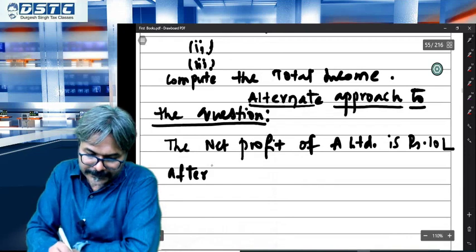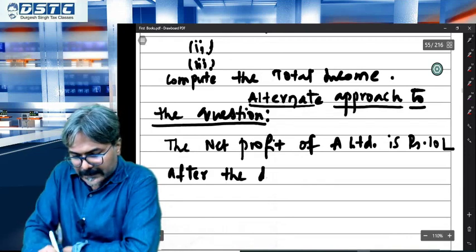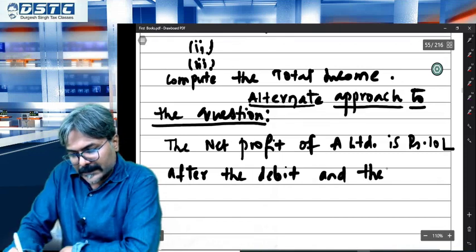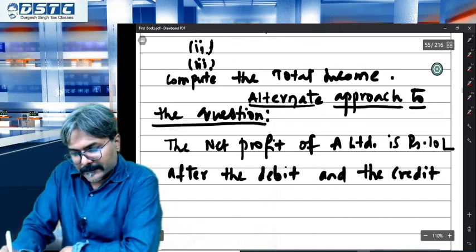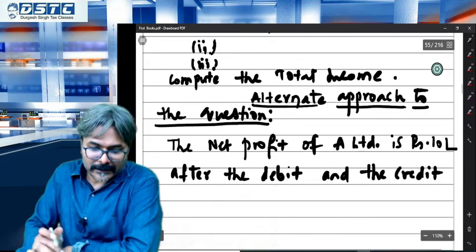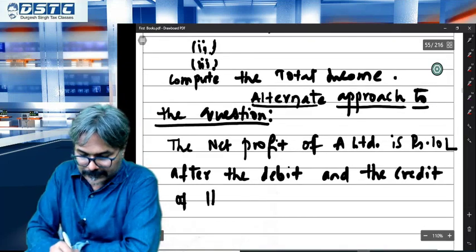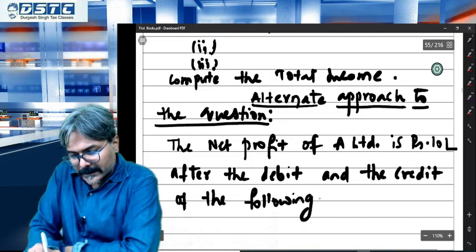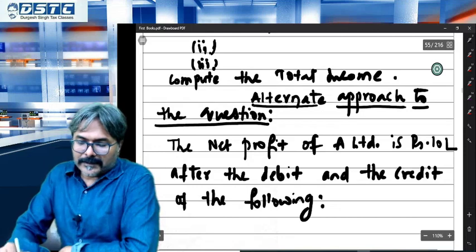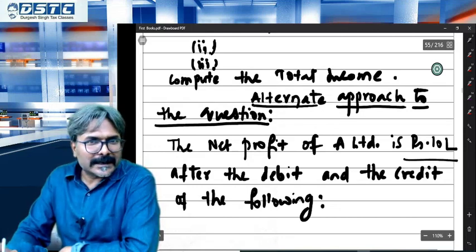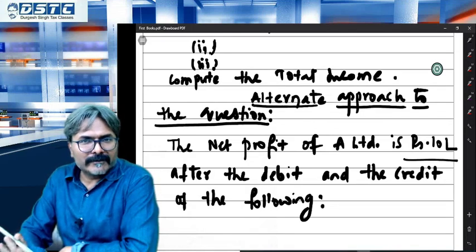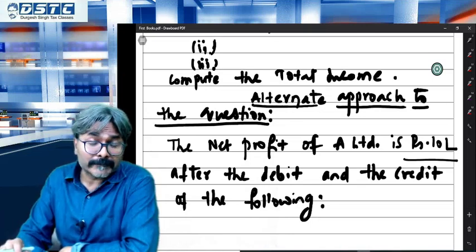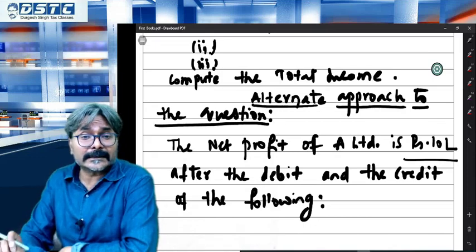After the debit and the credit of the following. Now do you know what they are going to do here? So the net profit, directly the bottom line, which is 10 lakhs. Accounting net profit is what they have given to you, that is rupees 10 lakhs. After the debit and the credit of the following.